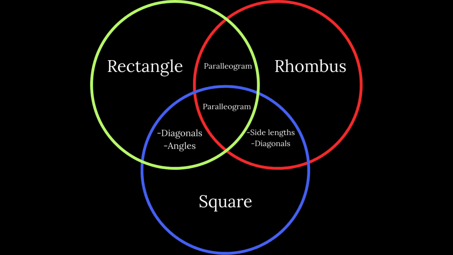You can see all of the overlaps in the triple Venn diagram, where the square shares the most properties in common, having traits of the rhombus and the rectangle. We can use these properties to again solve problems and find missing angle measures or side lengths.